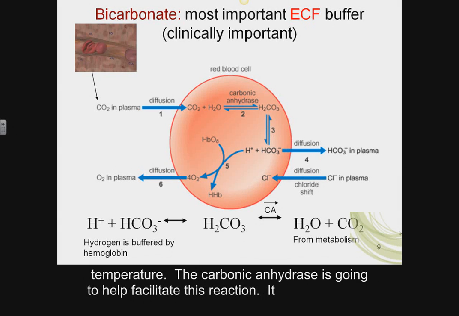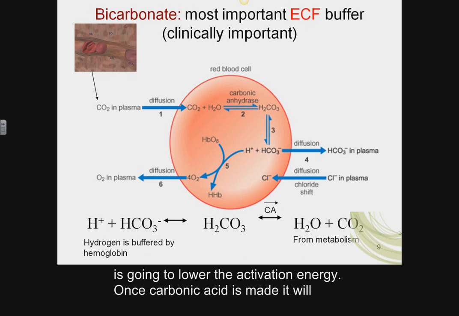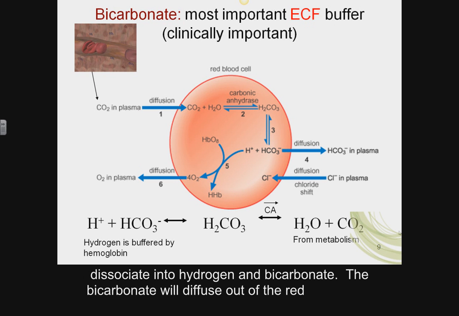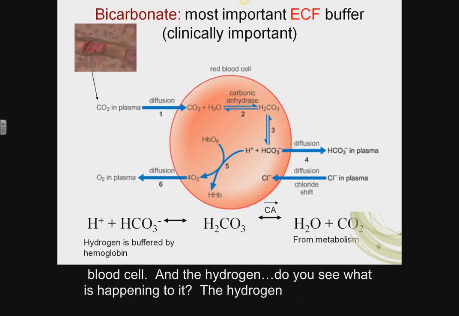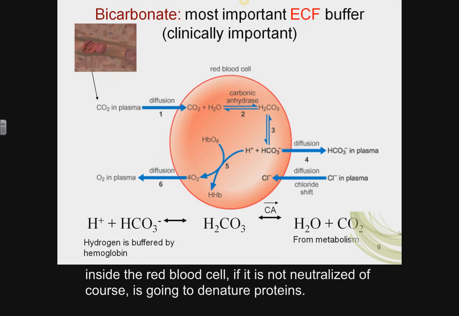But so few of these types of reactions would occur at normal air temperature. The carbonic anhydrase is going to help facilitate this reaction. It lowers the activation energy. Once carbonic acid is made, it will dissociate into hydrogen and bicarbonate. The bicarbonate will diffuse out of the red blood cell, and the hydrogen, do you see what is happening to it?